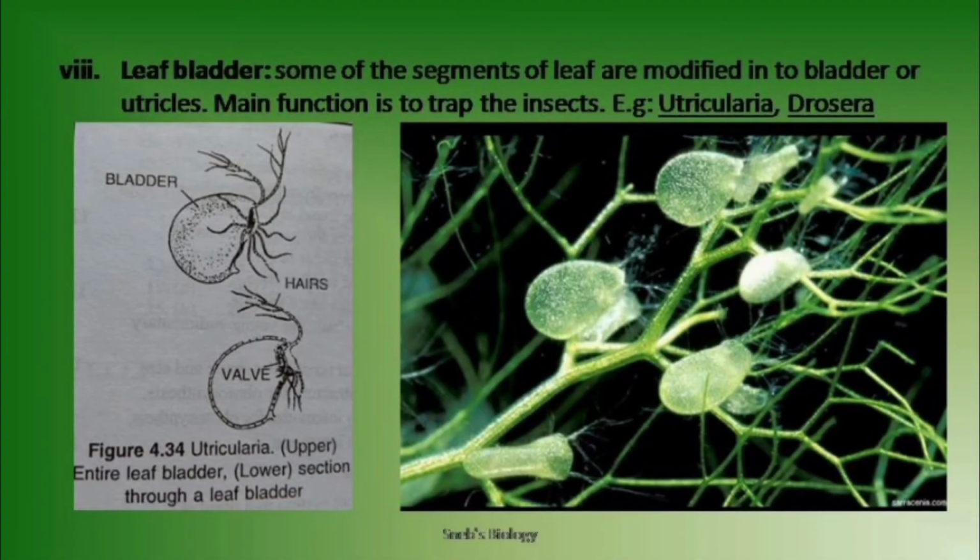Next, the leaf gets modified into a bladder, so we will call it leaf bladders. For example, Utricularia. In Utricularia, the leaf changes into a tiny bladder or balloon-like structure. This is going to trap the insects. So here the function is to capture insects. This is an insectivorous plant, and this bladder would help in trapping the insects.